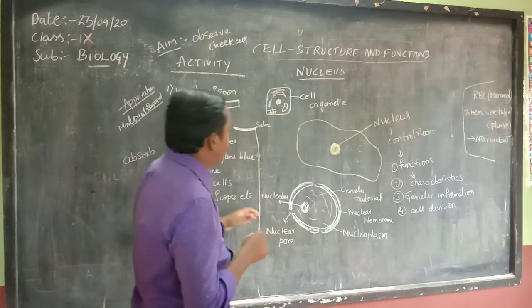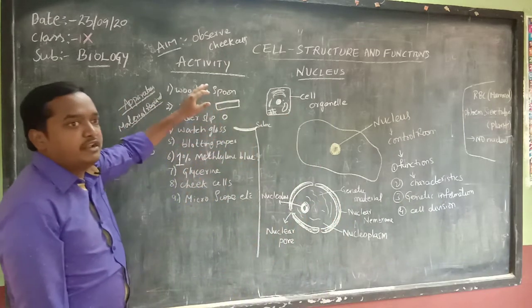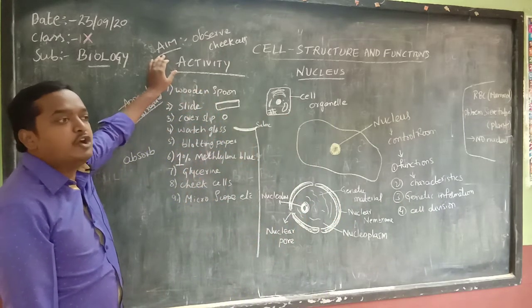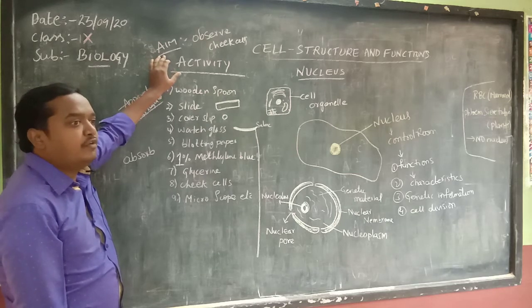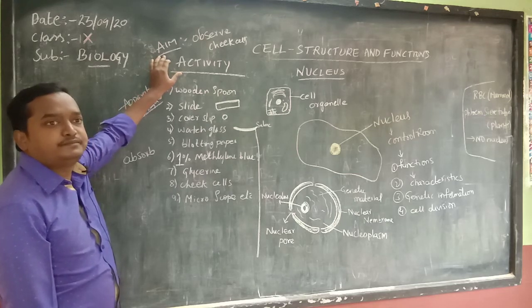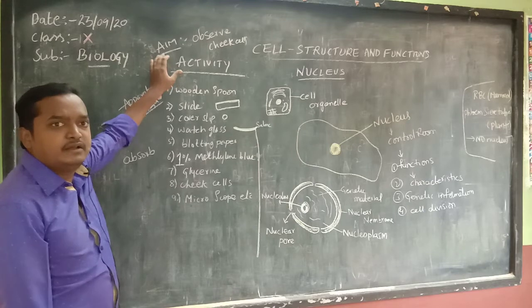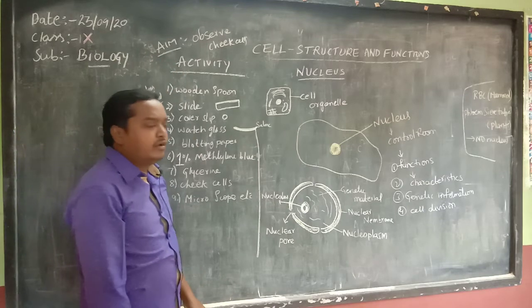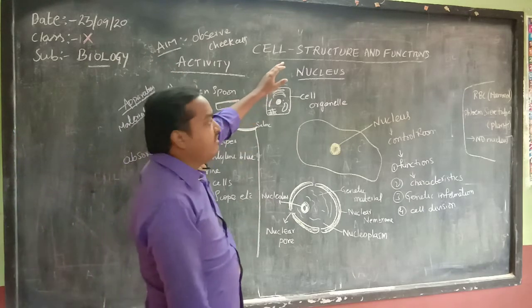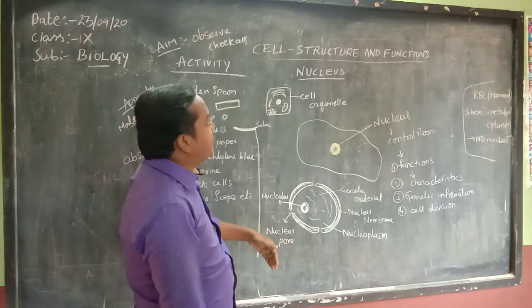So this is the small information regarding the nucleus, which is called the control room of the cell. Is it clear? Okay, once again I will be revising all these topics.